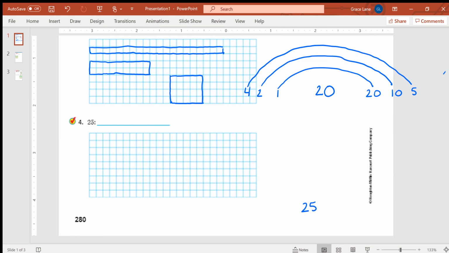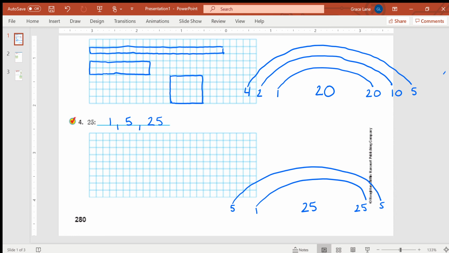I'm going to just start with the rainbow. You can do the array if you want, but always, they definitely have a factor pair of 1 and 25. And then the only other one I can think of is that 5 times 5 is 25. So if I put them in order from least to greatest, 1, 5, 25. I'm only going to list 5 one time. You don't need to do 5 twice, even though the factors would be 5 and 5.